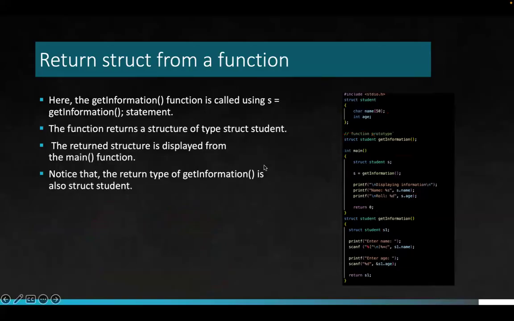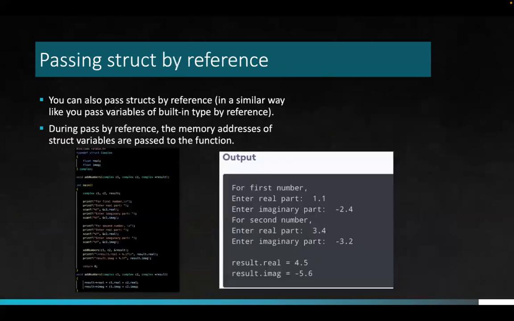Now again, passing a structure by reference. We can also pass a struct by reference, in a similar way to how you pass a variable by reference for built-in types. So how do we do it? During pass by reference, the memory address of the structure variable is passed into the function. Wherever the term reference comes in C, we pass an address. Address means, if you remember, a pointer. A pointer always points to the address of a variable. So that is a reference. Address is a reference. So how do we do this actually?